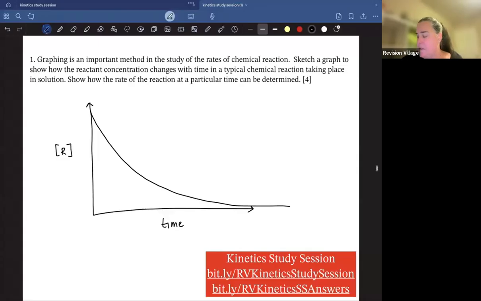And if we wanted to deduce the rate at a certain time, like this time t, we would draw a tangent line to it and point out that the slope of this line, the gradient of this line, is the rate of the reaction. And in a textbook, that's considered a 4-mark problem. And I would be very happy to find that on my exam.